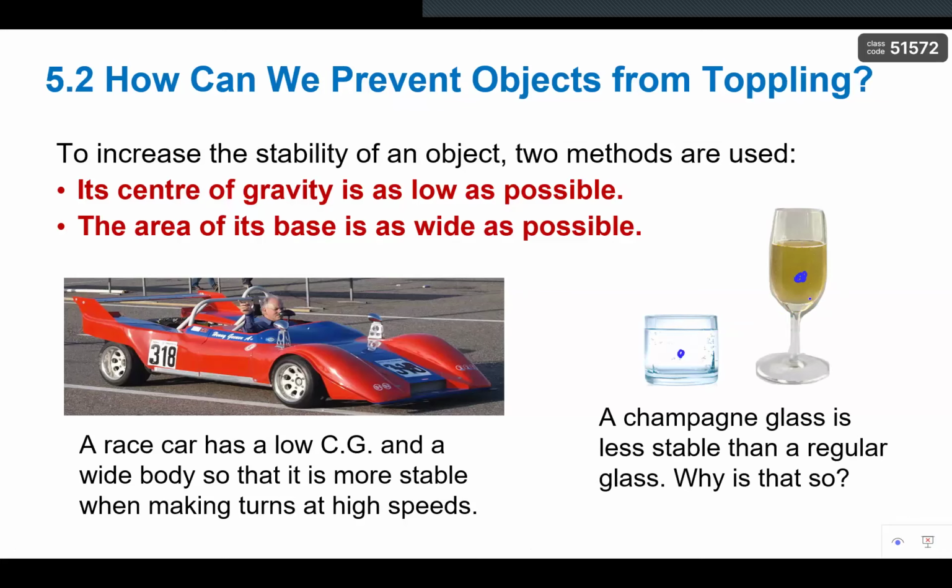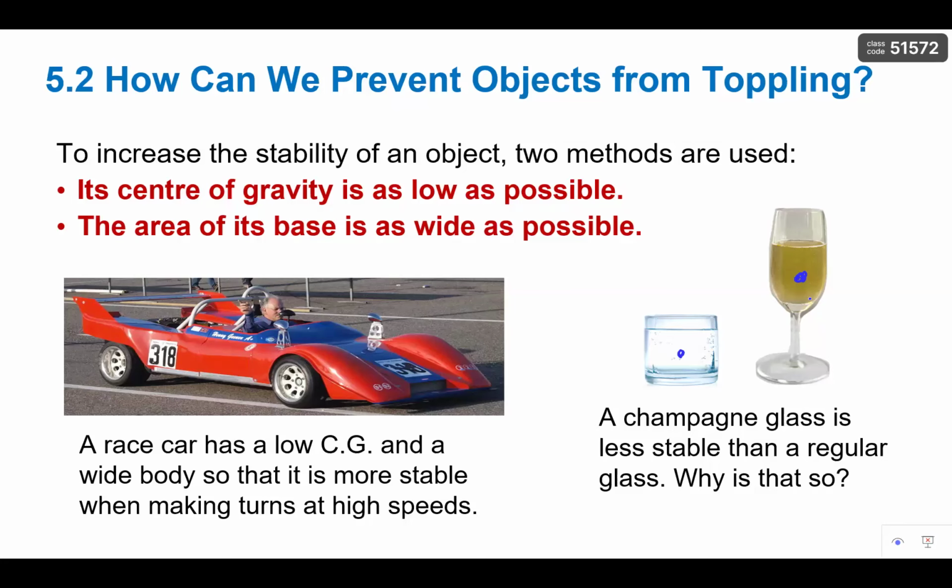It's also the reason why, for example, when you're taking an MRT or a bus and you have no handles to hold, you are standing up, usually we spread our legs wide, or even better if we can bend down a little. When we spread our legs wide, we are increasing our base area. And when we bend down a little bit lower, or when we sit down, that's even the best. When we sit down, our center of gravity is lowered.